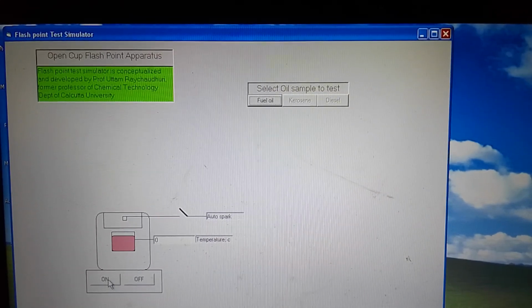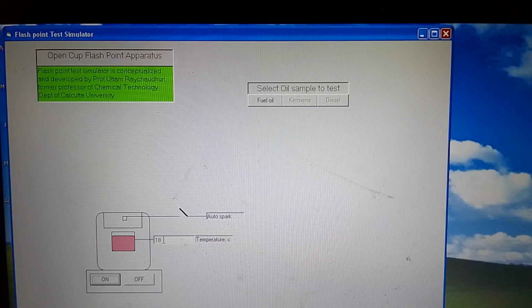Now you start the heater on, so the temperature is increasing and flashing is done continuously every 30 seconds or quicker. So you also observe the temperature here with the thermometer. It must be noted at which temperature the first flash is obtained. That will be the flash point. Just wait. This is for fuel oil.